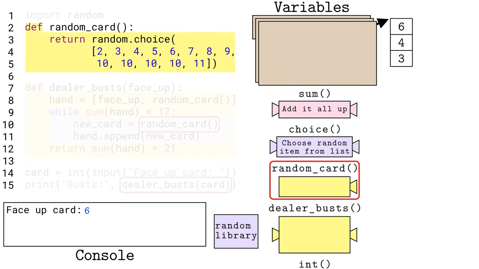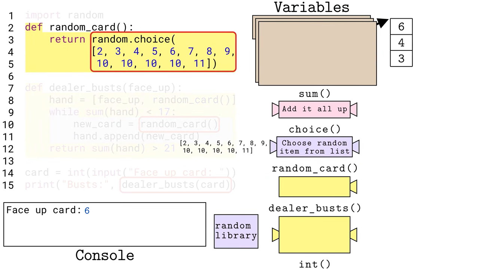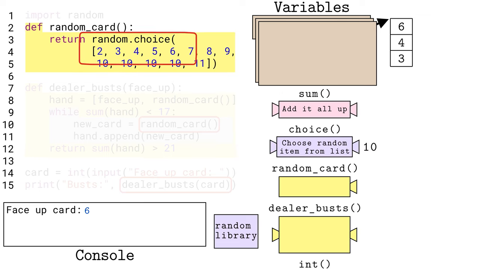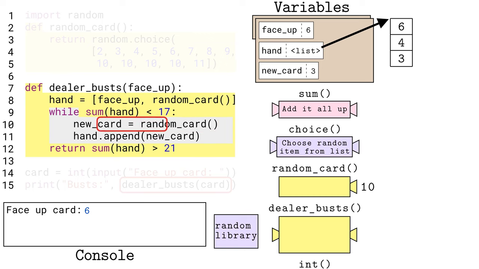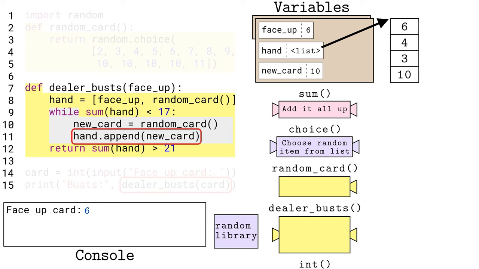We call the random_card function, which has Python run the code from before again. Save the 10 it returns to our new_card variable, and append it to the end of the hand list. Reaching the end of the while loop means Python will re-evaluate the condition to see if it should repeat. The sum function returns 23 this time, and the expression 23 less than 17 is false.